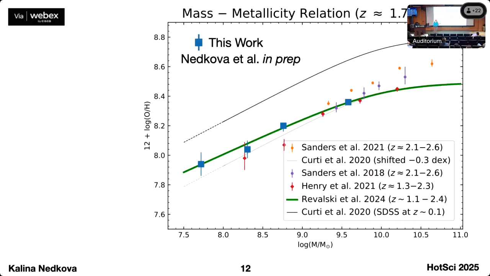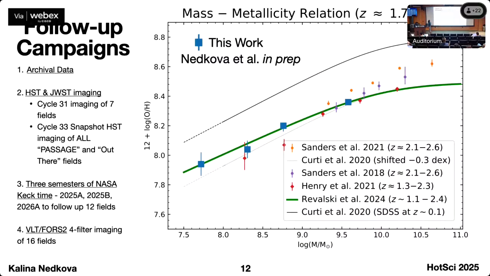So one of the challenges and why I'm not showing you results from 40 fields is that obtaining stellar masses is quite challenging given our data set. And so we have been leading a lot of follow-up campaigns. So where available, we've been using archival data. I'm very happy to share that we also had a cycle 31 HST program that followed up 7 PASSAGE fields. And we've just been approved for a cycle 33 HST snapshot program where we're going to get F814W imaging of all PASSAGE. And out there is a cycle 2 program that's quite similar in setup.